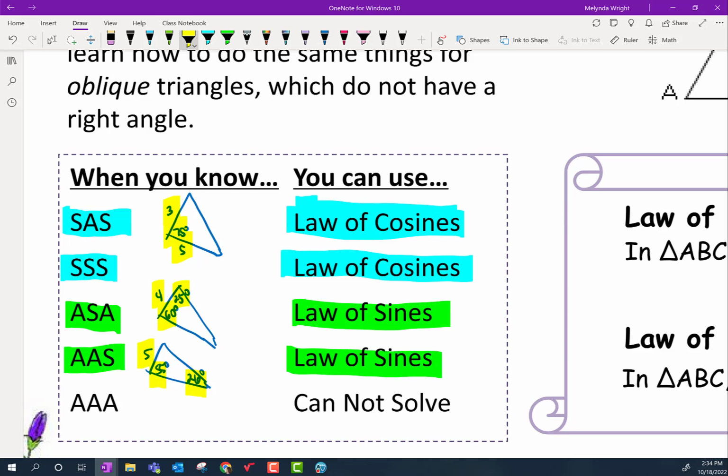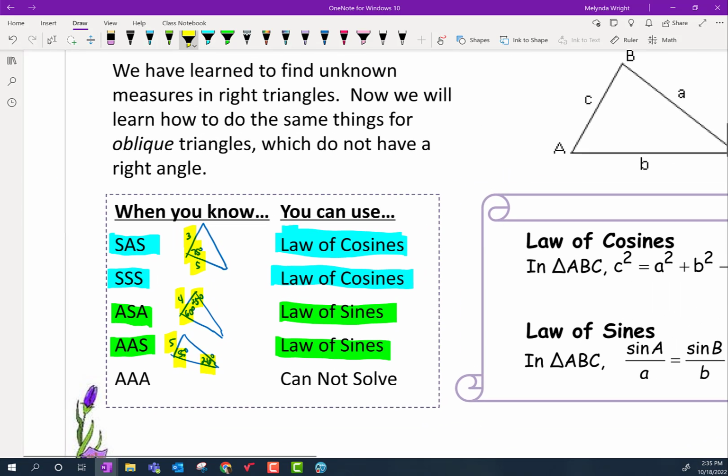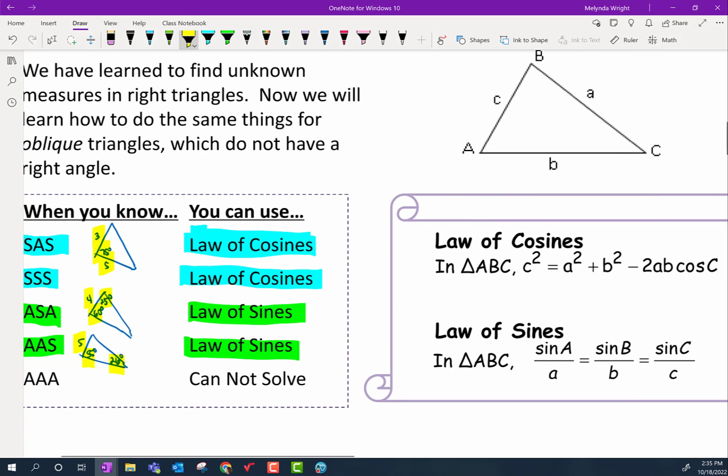Now, if we're just given the 3 angle measures of the triangle, we can't solve it. We have to have at least one side measure to be able to solve a triangle. We cannot solve it with just 3 angle measures. That would be impossible. All right, so that's just a recap. Let's look at the formulas themselves.